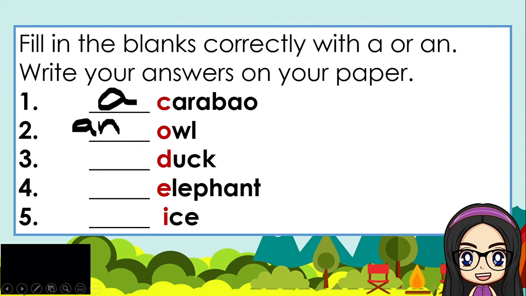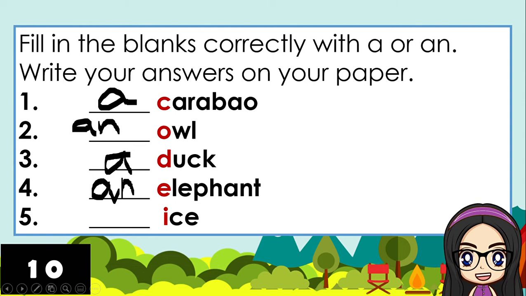Next word, duck. Duck. Comment A or an? And the correct answer is A, because letter D is a consonant. Next word, elephant. Elephant. So what article are we going to use? Is it A or an? Comment your answer below. And the correct answer is an, because letter E is a vowel.